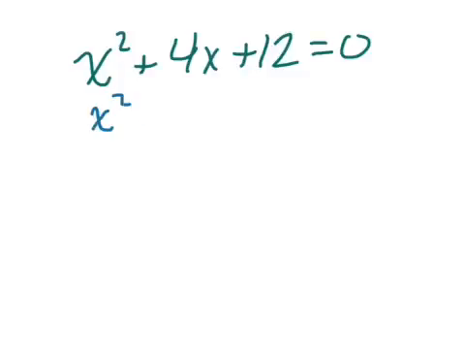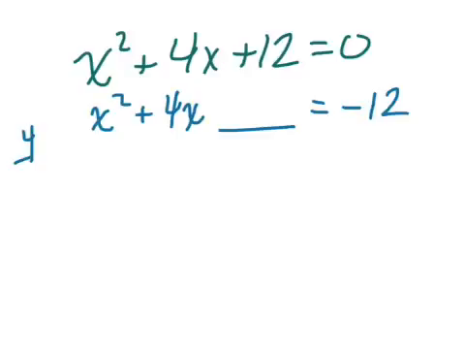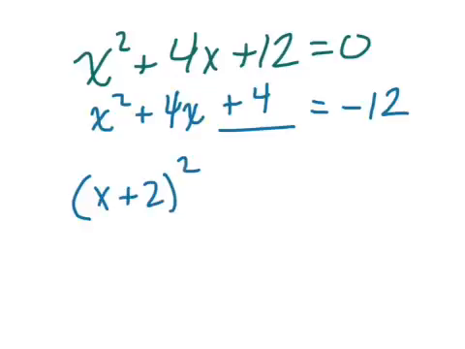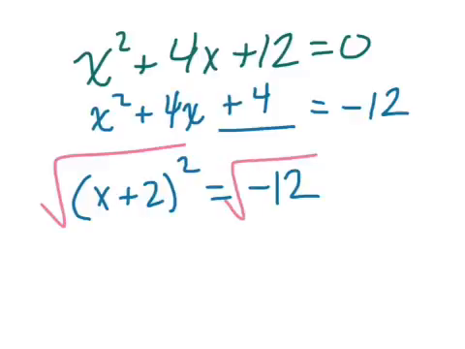So x squared plus 4x equals negative 12. So 4 divided by 2 is 2. 2 squared is 4. So we'll say plus 4. So this is x plus 2 squared equals negative 12. Maybe you already see where this is going. Square root, x plus 2 equals the square root of negative 12.